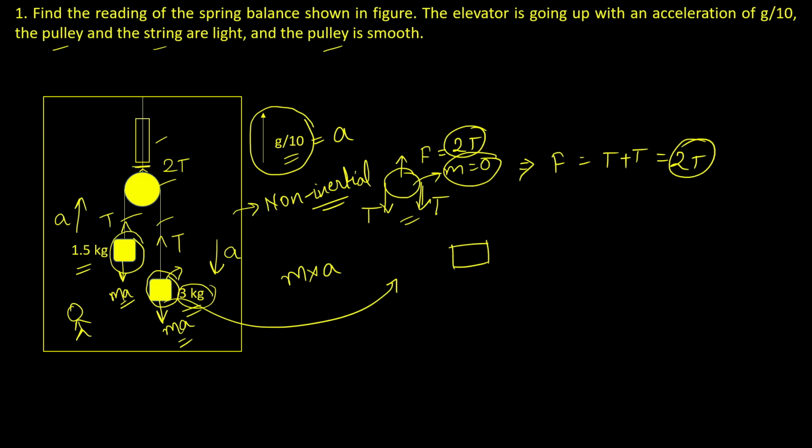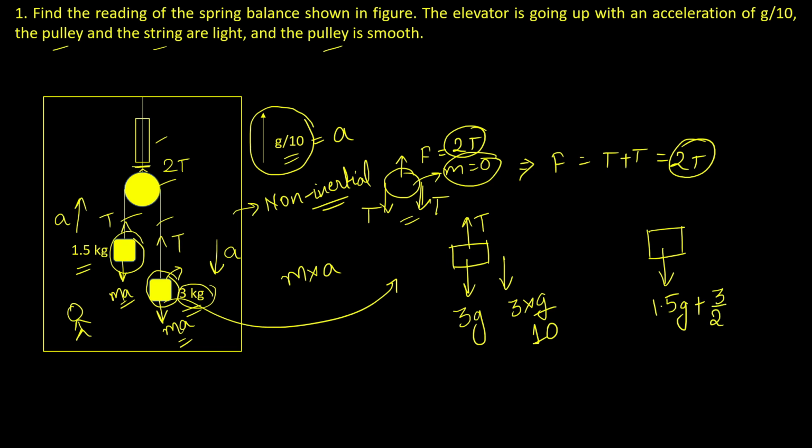So now locating the forces on this 3 kg mass will be this 3g, the m into g, force of gravity, and the second one is pseudo force. That will be 3 multiplied by g upon 10, and in the upward direction we have tension, that is capital T. So these three are the forces on this 3 kg mass. Similarly on 1.5 kg mass, we are having this 1.5 g plus of m into g by 10. Here m is 3 upon 2. So 3 upon 2 g by 10. That is multiplication. And in the upward direction, we have capital T.